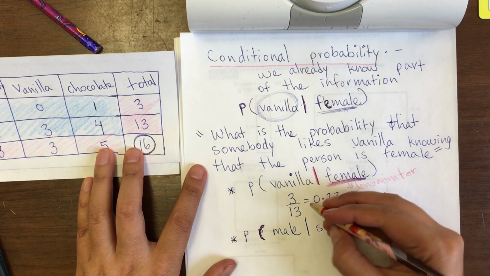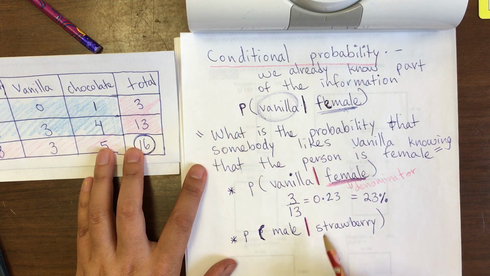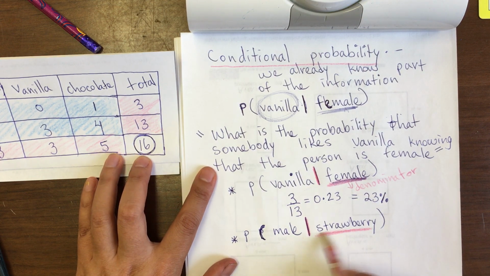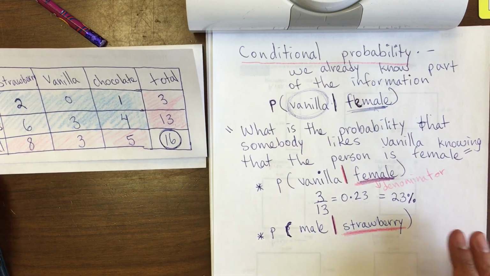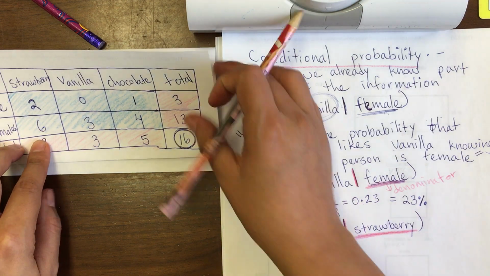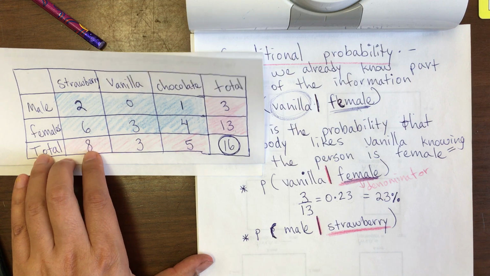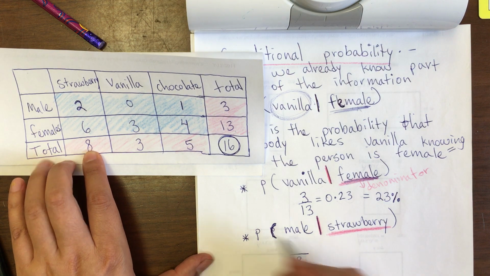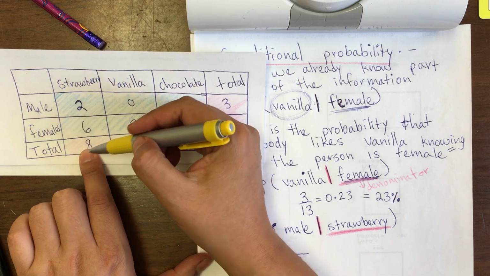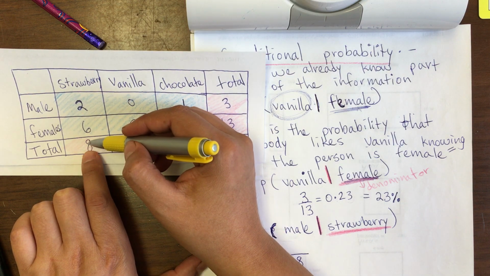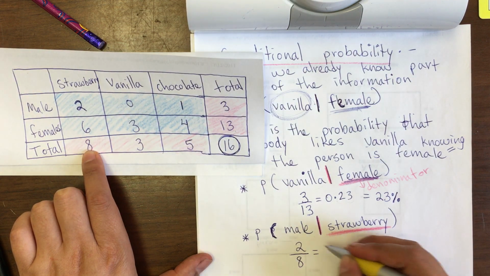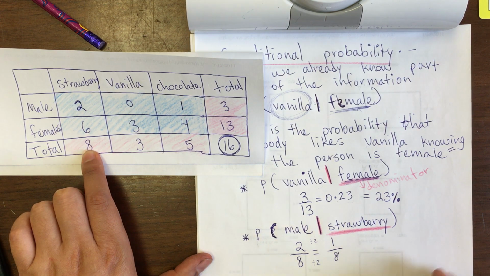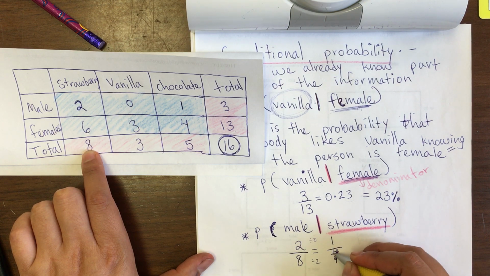Okay. Again, this tells me that I'm going to look for the denominator as the total of strawberry. So, can you see it? The total of strawberry is 8, so that's going to be my denominator. And out of those 8, we have girls and boys that like strawberry, but how many are male? So it would be 2. If we simplify that, we divide both by 2, and so it's going to be 1 over 4.